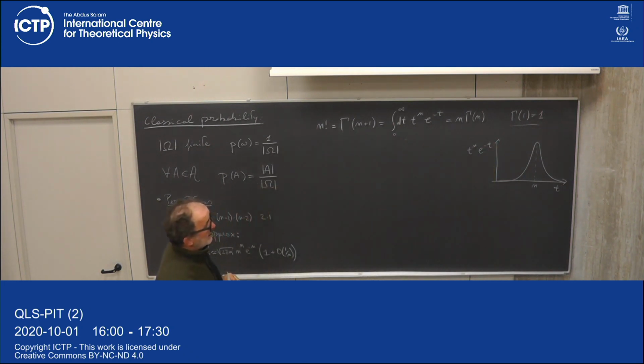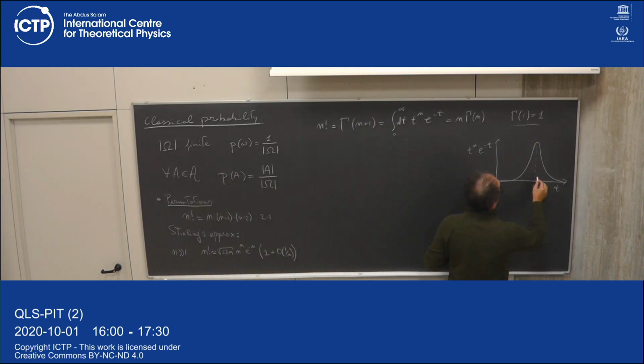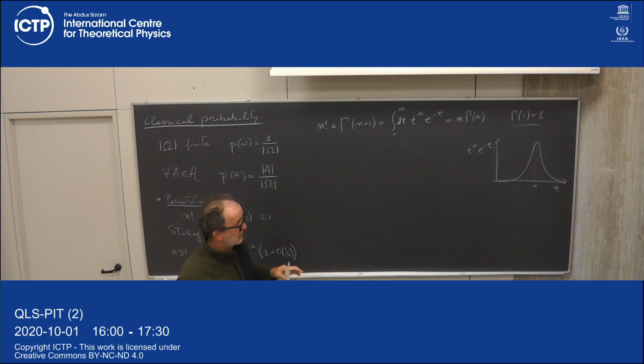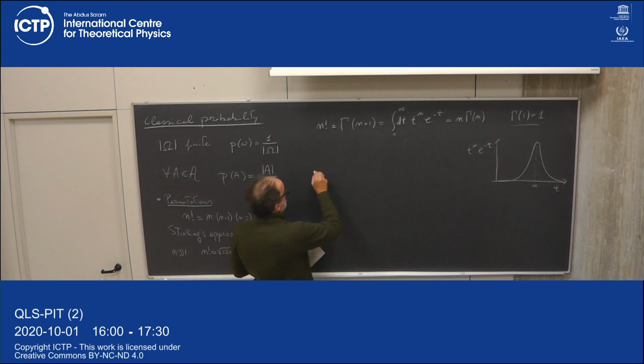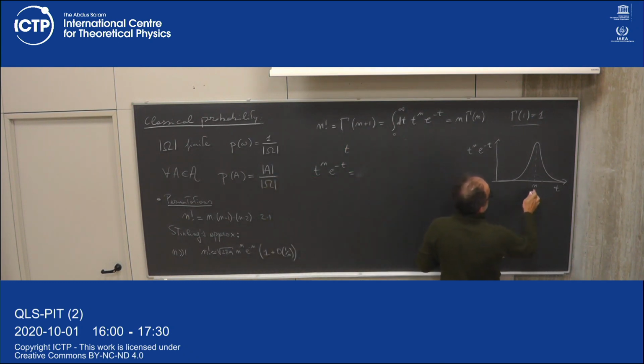Okay, so then the idea is that this integral will receive its largest contribution from the region around its maximum. And so I can write t to the n e to the minus t as... so first of all I want to make a change of variable so that the maximum is in a position which is independent of n.